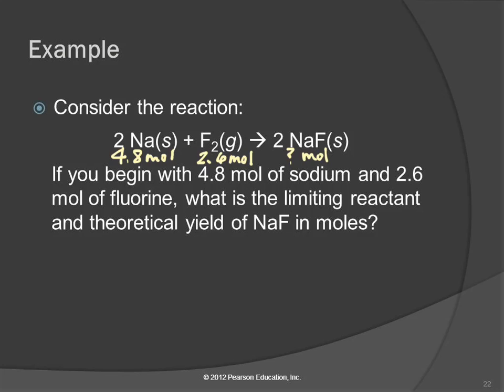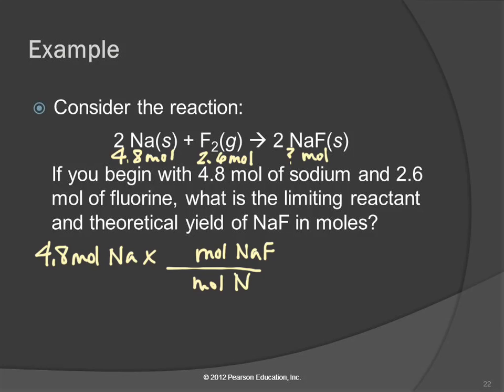So limiting reactant, we have to do two calculations. So 4.8 moles of sodium, and we use the mole ratio to figure out how many moles of sodium fluoride. I want to divide by moles of sodium. What's the ratio? 2 to 2. So that ends up being 4.8, doesn't it? 4.8 moles of sodium fluoride. Then we do the other one. 2.6 moles of fluorine.